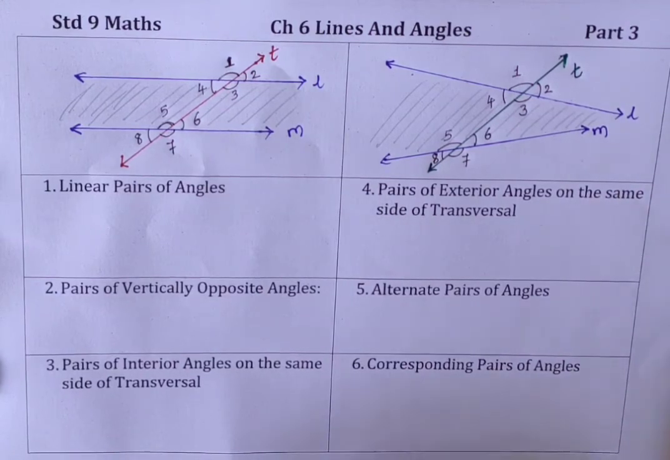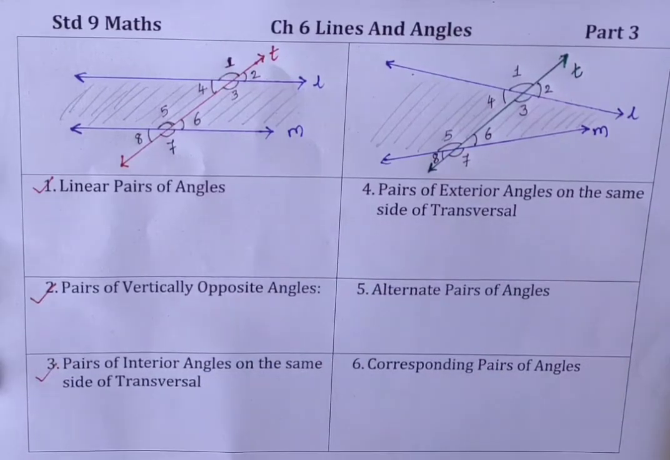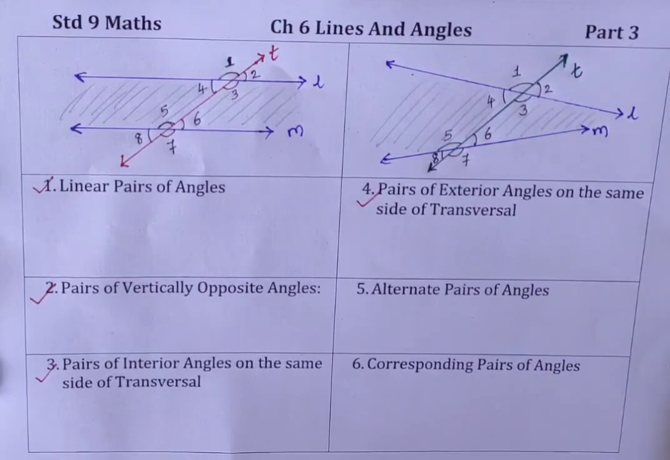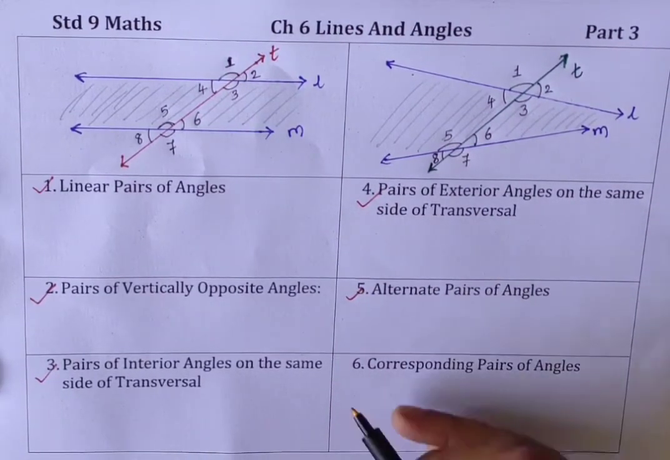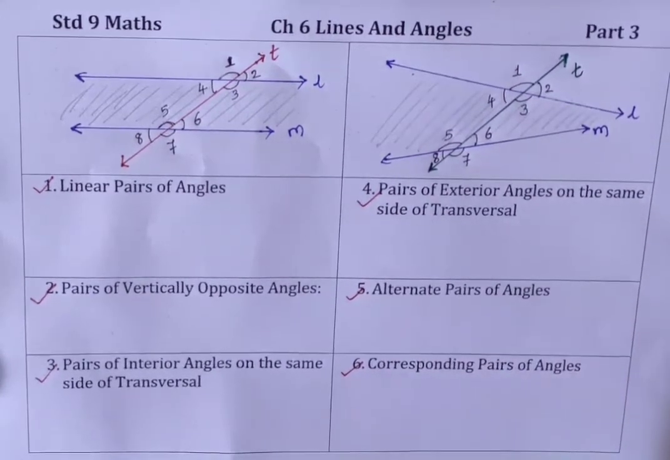Okay, 6 types of pairs of angles you get. The first one is linear pair. Second is vertically opposite. Third is interior angle on the same side of transversal. Fourth, exterior angle on same side of transversal. Fifth, alternate pair of angles. And sixth, corresponding pair of angles. Let's write them one by one.